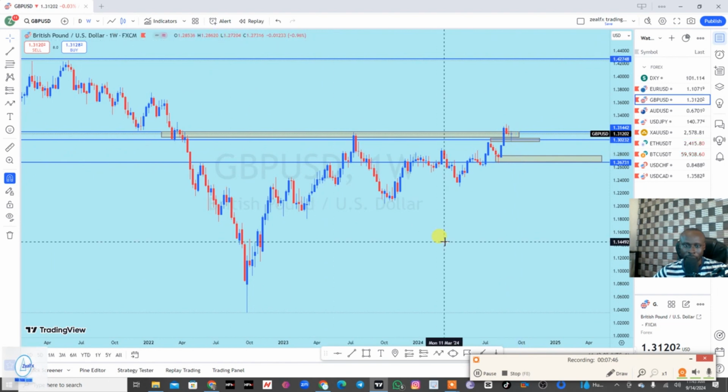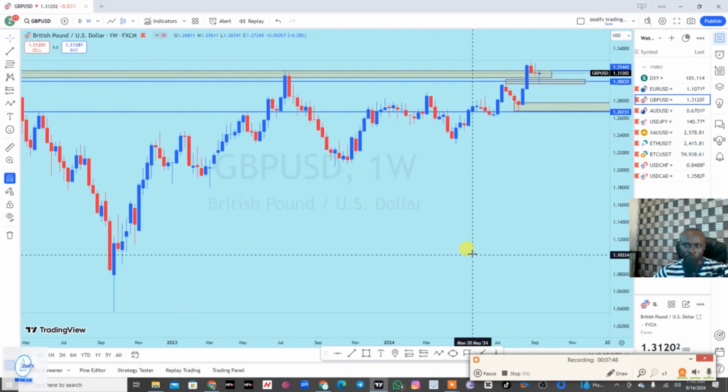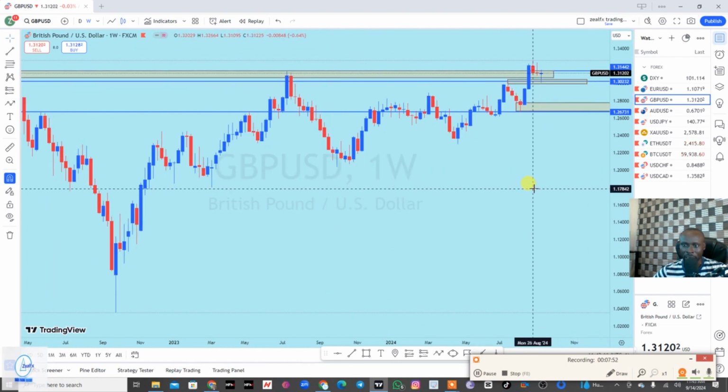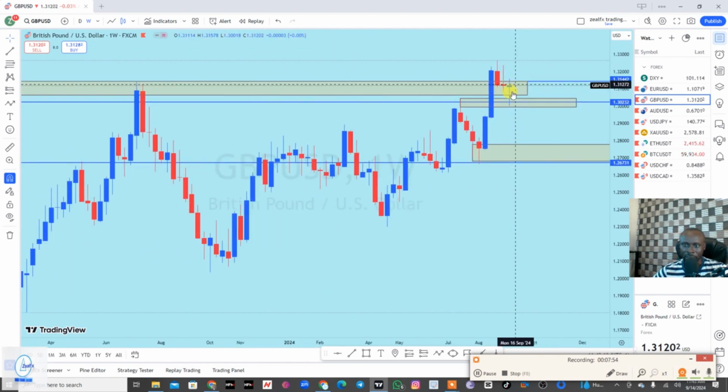On my weekly chart, you can see that price closed on the weekly resistance level. These levels are weekly resistance levels. So long as price closes on this weekly resistance level, it is a clear indication that we'll be expecting the Great British Pound USD to drop this coming week. So we're expecting Great British Pound USD to move to our first target, which is this support level. Then our second target to be this support level.